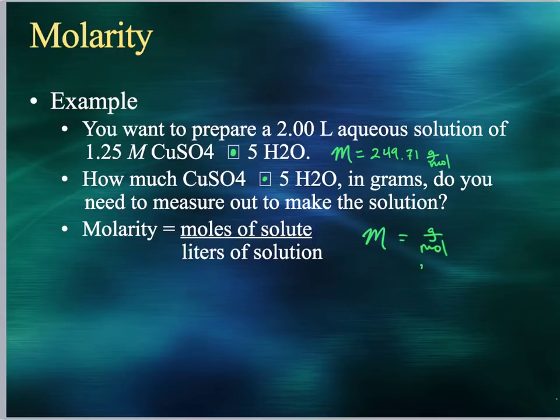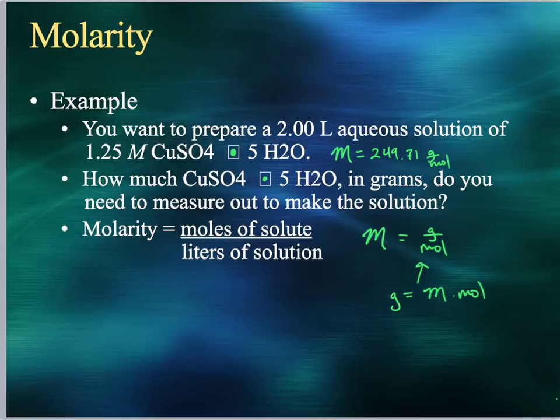So I'm going to take this equation right here. Molar mass is equal to grams over moles. And we're going to rearrange that and solve for grams. So multiply both sides by moles, and we're going to get grams are equal to molar mass times moles. Well, molar mass is up here. We've got that, so that is right here. Moles, though, we're going to need to get using this equation.